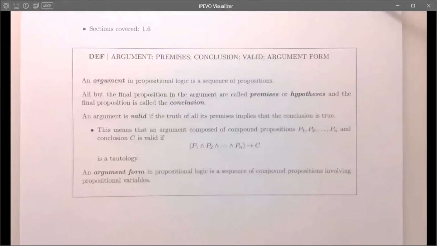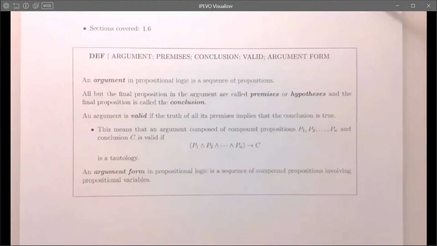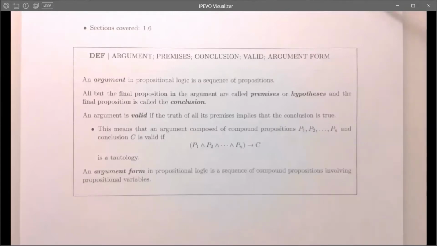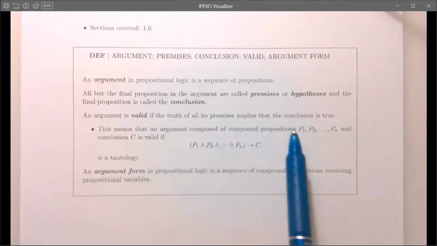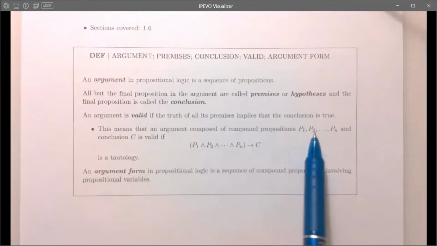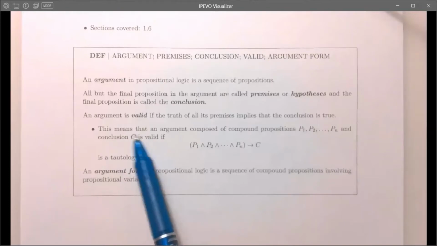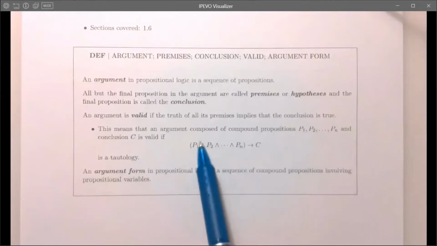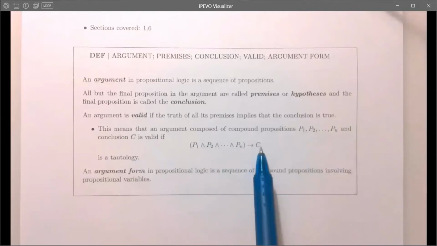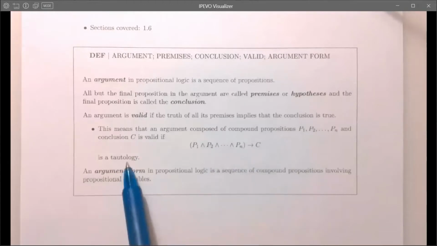Starting with argument. An argument in propositional logic is a sequence of propositions, and these could be compound propositions. All but the final proposition in the argument are called premises or hypotheses, and the final proposition is called the conclusion. An argument is considered to be valid if the truth of all of its premises implies that the conclusion is true. Written with logical connectives and variables, this means that if you have an argument composed of n propositions, we'll call them P1, P2 through Pn, and some conclusion C, then the argument is valid when the conjunction of the premises implies that the conclusion is true. Or in other words, if this implication is a tautology.